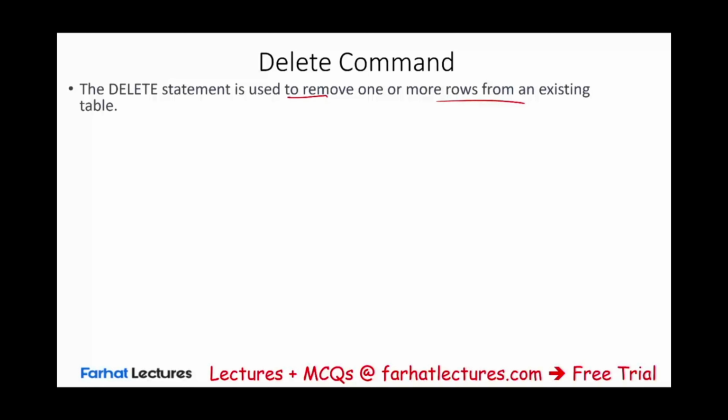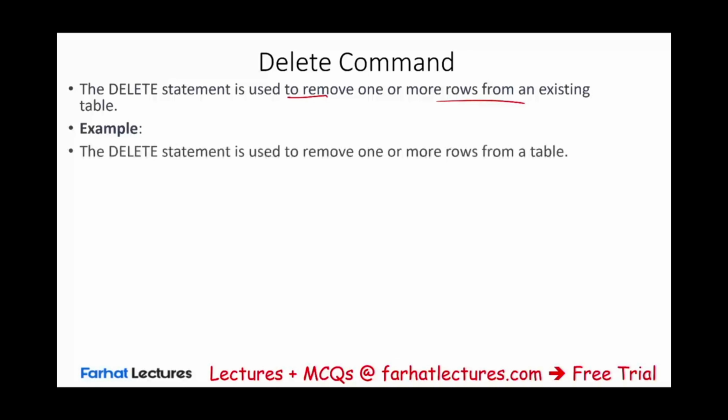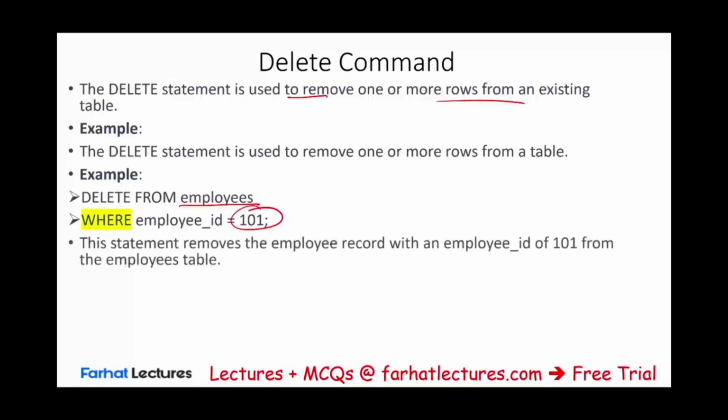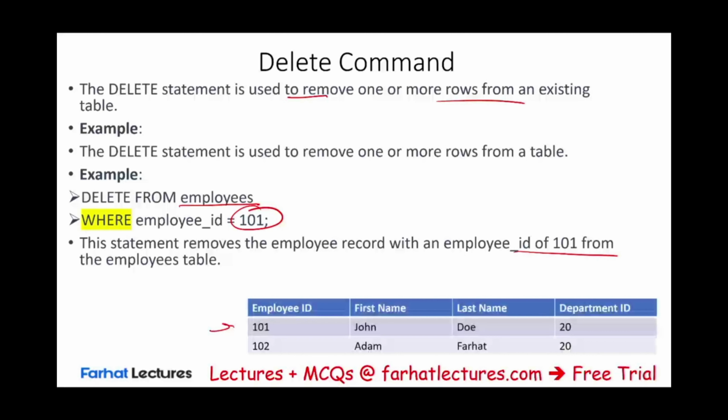Delete command. The delete command is used to remove one or more rows from an existing table. The commands are pretty much self-explanatory, but we have to be careful. An example will be delete from employees where employee ID is 101. What does that mean? It means remove the employee record with employee ID 101. For example, the employee is fired or let go. So for employee 101, John Doe, department 20, we basically remove them.